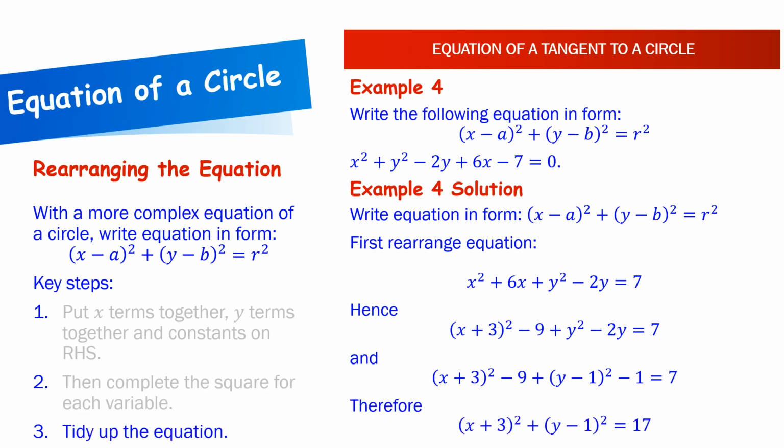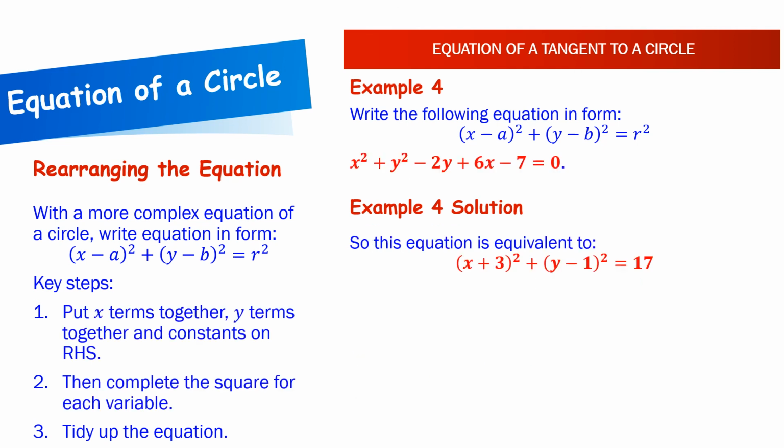And therefore tidying up, i.e. bringing all the constants to one side, or the right-hand side, gives (x plus 3) all squared plus (y minus 1) all squared equals 17. And therefore our equation is now in the form of the equation of the circle that we are more familiar with. This is a circle with centre (-3, 1), and radius root 17.